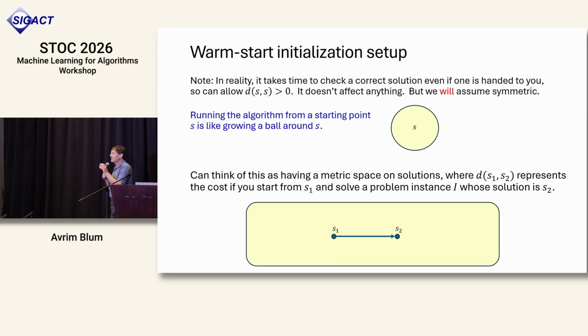What's nice with this way of thinking is that conceptually, running an algorithm from a starting point is like growing a ball around it. You don't know where the solution you're looking for is, but you can think of it as growing a ball at unit rate, starting from your solution, and then eventually you'll hit the point you're shooting for. So you're just growing this ball until you actually hit that solution. It's a nice conceptual way to think about what's going on.